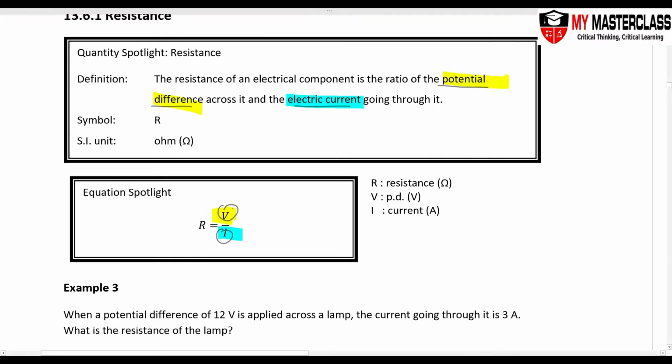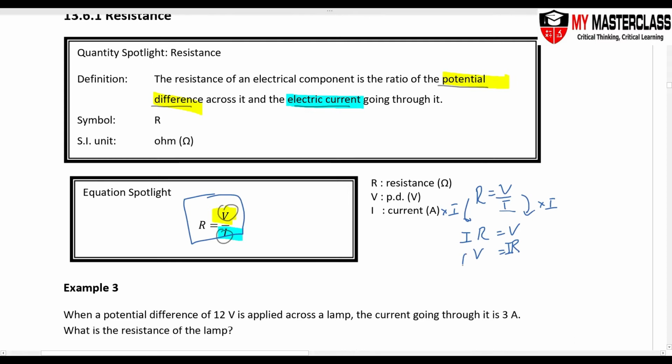This is one of the most important equations that we will be using in this topic, R equals V over I. And from R equals V over I, you're able to derive two other equations. If you multiply both sides by I, then you are left with IR equals V. So basically V is equal to IR.